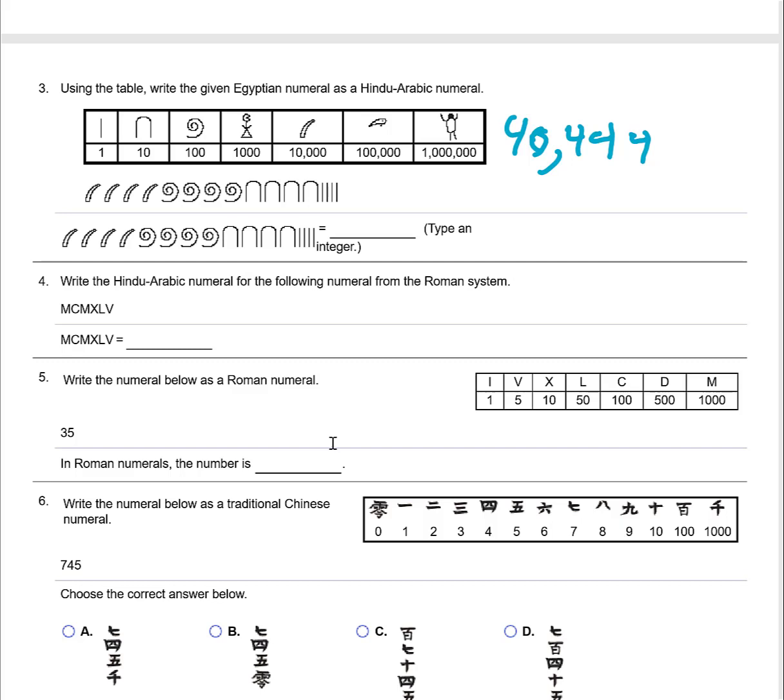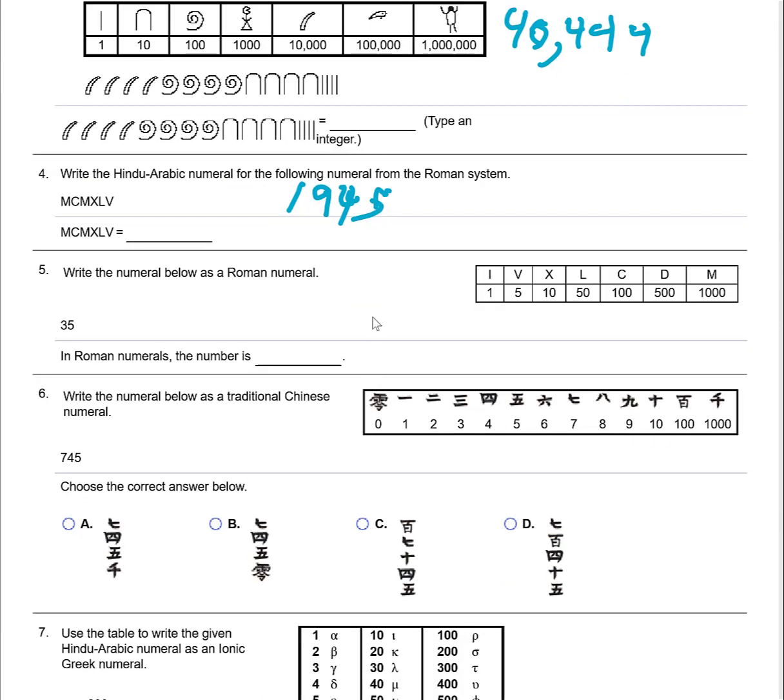Write the Hindu-Arabic numeral for the given numeral from the Roman numeral system. So when we move from the left to the right, we first see a symbol for 1,000. So we're going to start with 1,000. And then we see a 100 to the left of a 1,000, which means we're going to subtract 100 from 1,000, and we've got now 1,900. Next we see an X to the left of an L, which means take 10 away from 50, which gives us 40. So now we've got 1,940, and then we're finally finished with a 5, so it's 1,945.